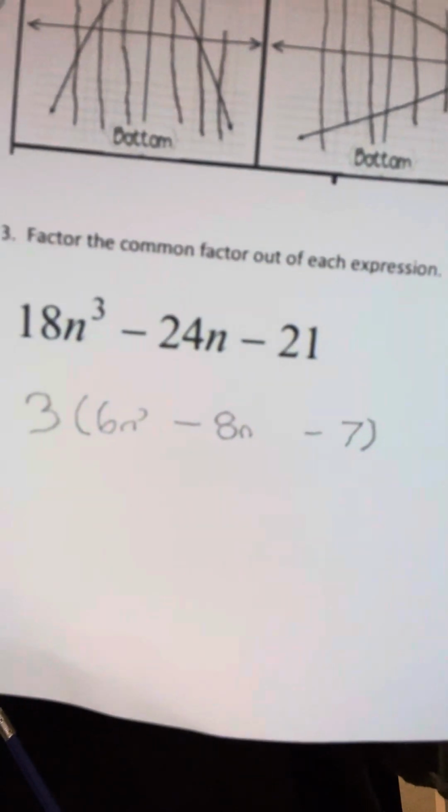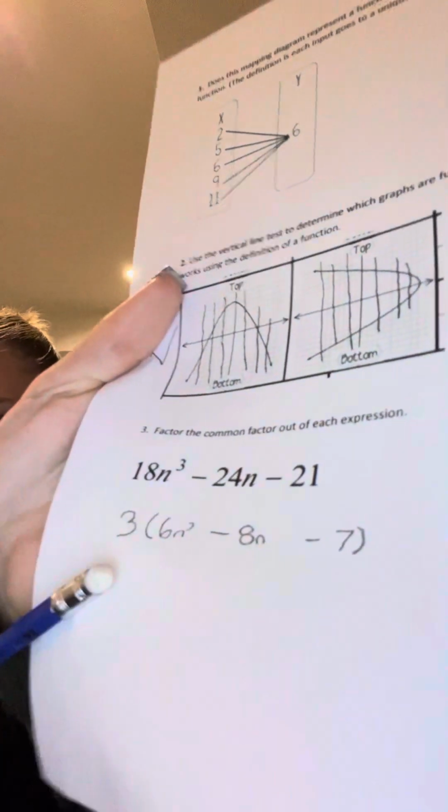And then for the last number, 21, there is no n, so you wouldn't add anything, and you would just end the parentheses, and then that's the equation. And then you know it's right because if you did this equation, it would get to this.